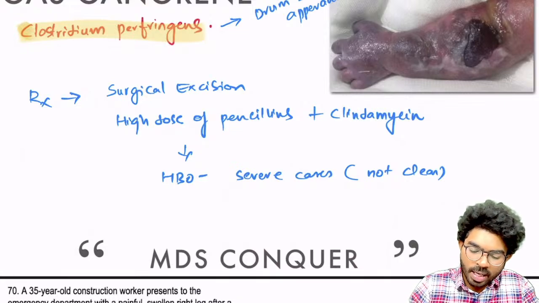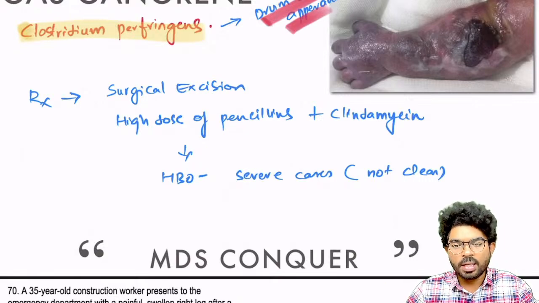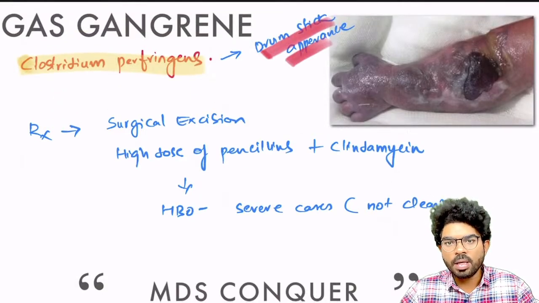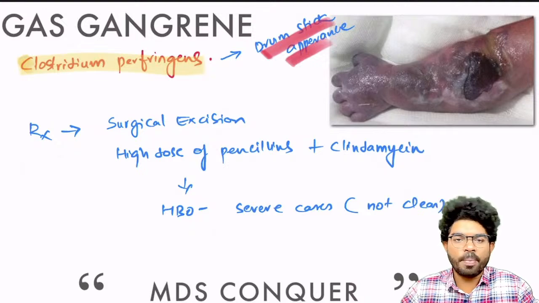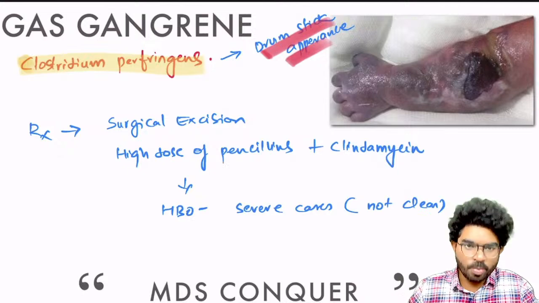The diagram looks like a drumstick appearance, but this is not the basic drumstick. The drumstick we'll be talking about in microbiology. So this particular organism, on a microscopic photograph, appears like a drumstick. So do make a note. It's microbiology related stuff. Please do make a note of it.